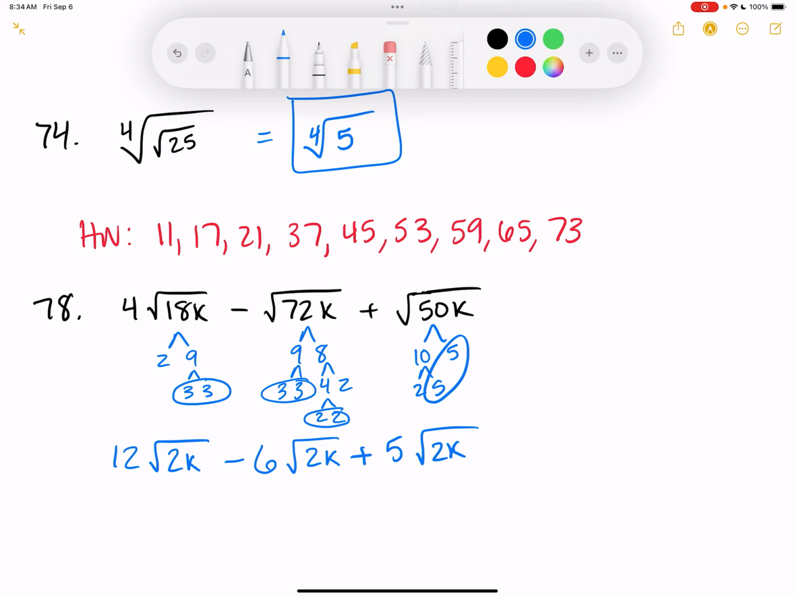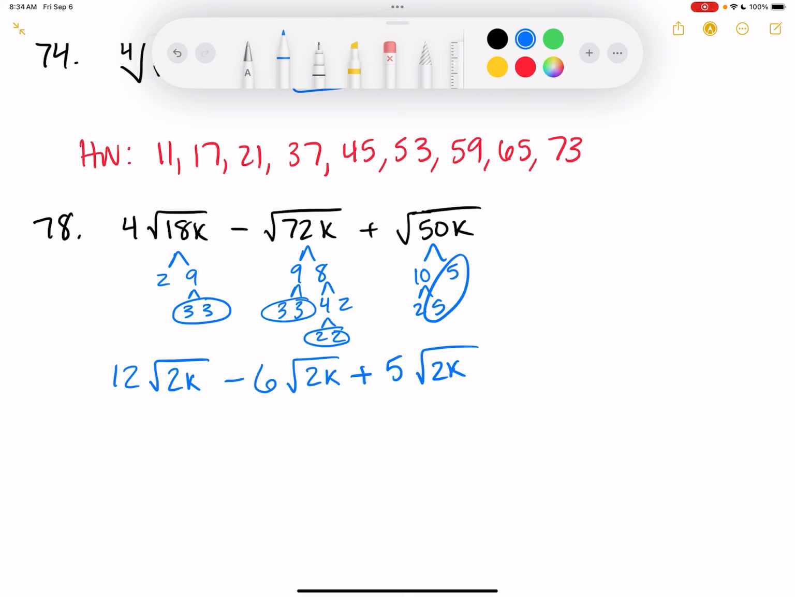2k. So now notice that all of these are the same. So I can now treat them as like terms. When I'm adding, I don't add what's inside of them. Okay, I add what's outside of them. So essentially I can cover them up, pretend it doesn't exist. 12 minus 6 plus 5 is 11. So this is going to become 11 times the square root of 2k.